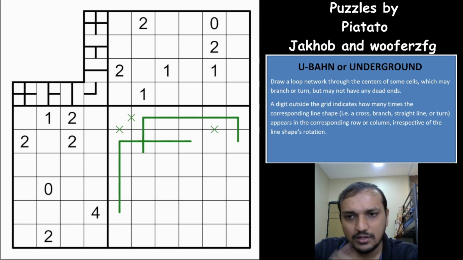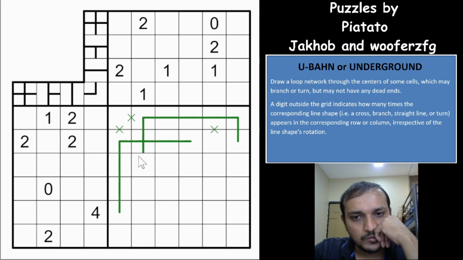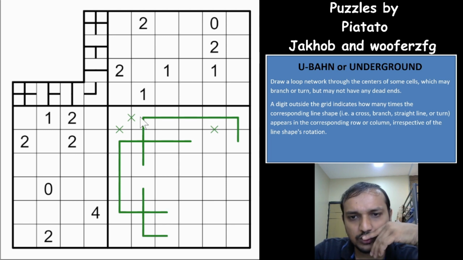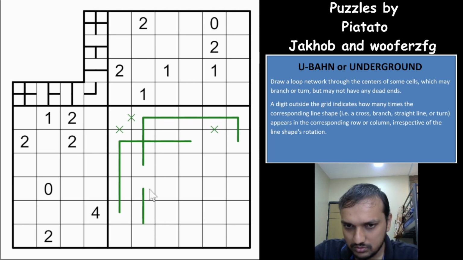I'm extremely sorry. Okay, so which means you need two pluses, right? You cannot have a plus here. You can have a plus here, but that would give you two U-turns. So which means one of these line segments is a branch and there are two straight lines.